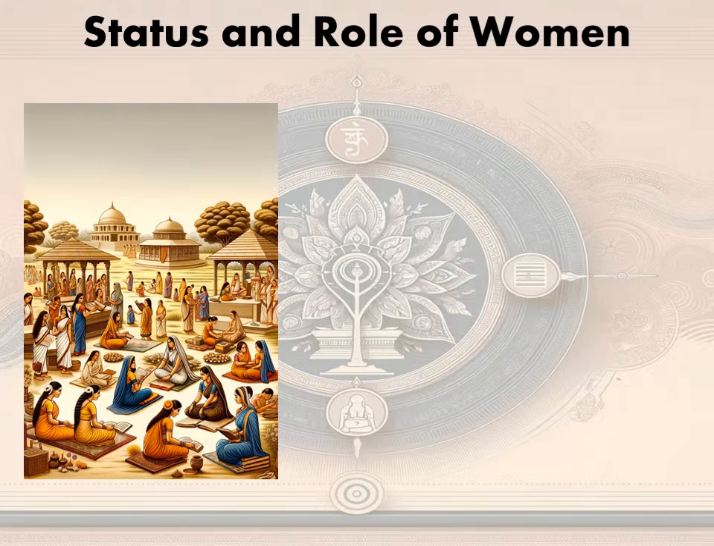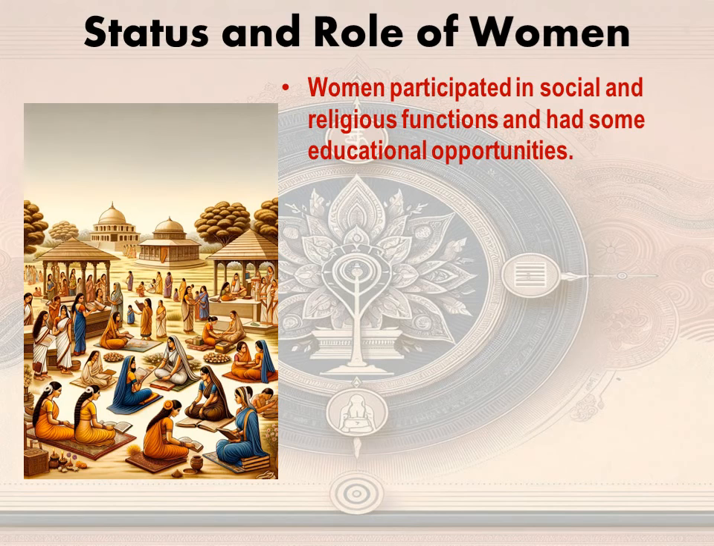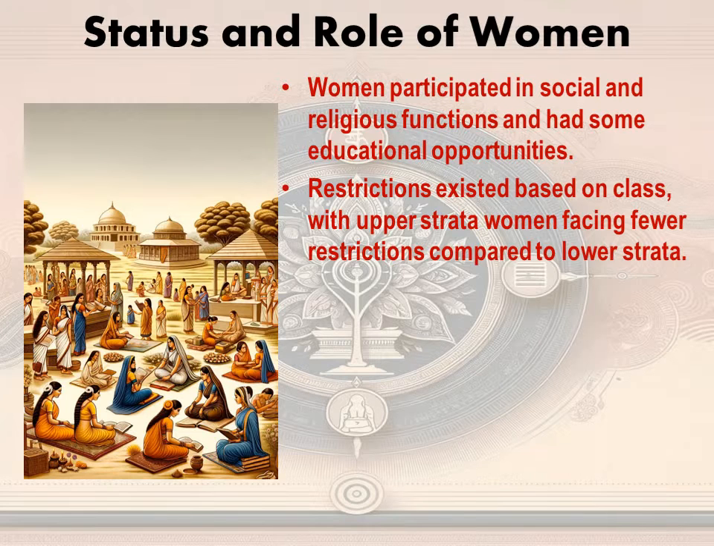Status and role of women. What was the position of women in Mauryan culture? Women participated in social and religious functions and had some educational opportunities. So, women had educational opportunities, and it has been seen that they could perform with quite a certain amount of liberty in social and all kinds of religious functions also.